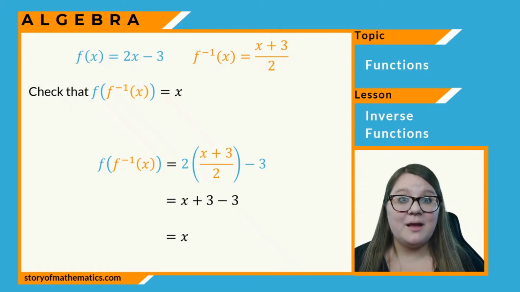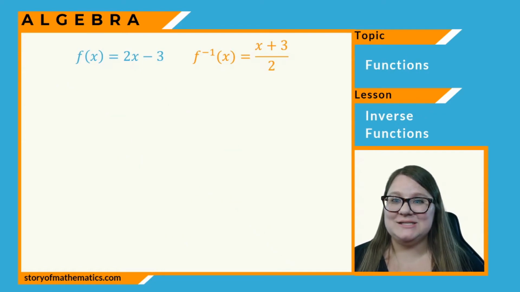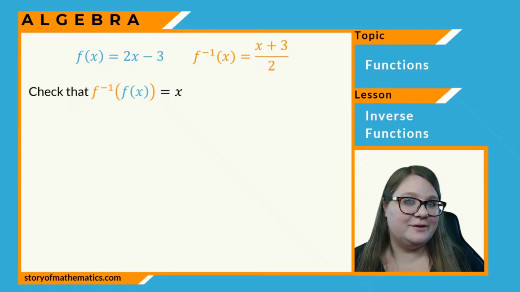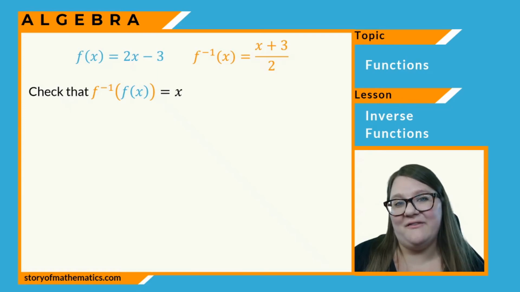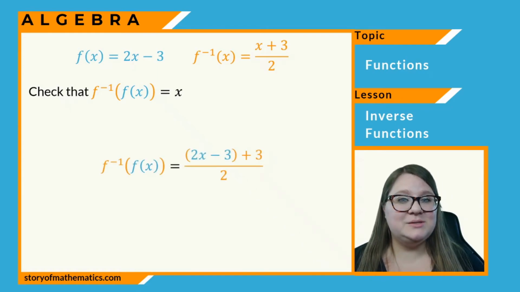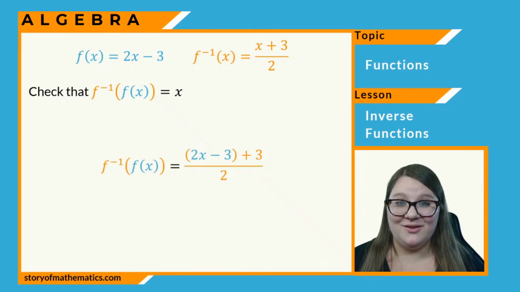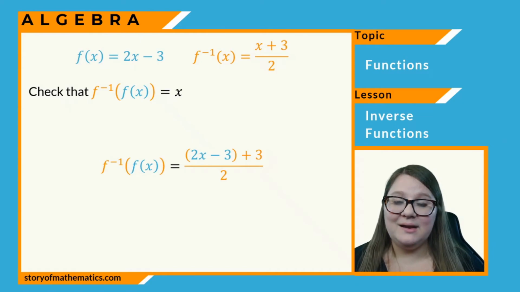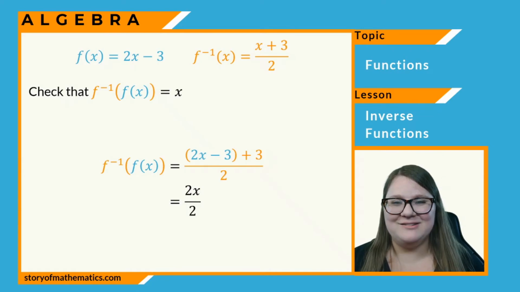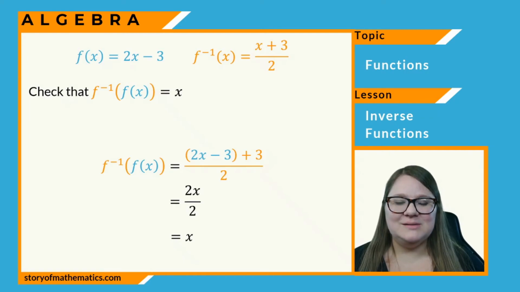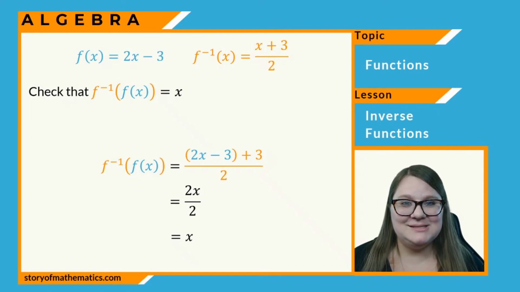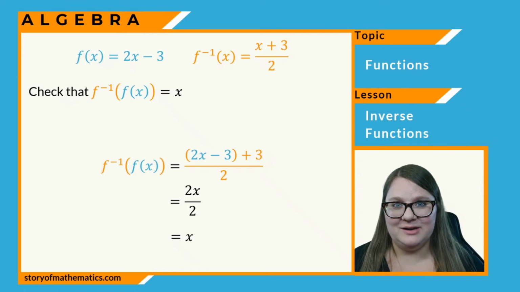Now remember though, you have to check both of the directions. So we're also going to check f inverse of f of x. So we'll plug 2x minus 3 into f inverse of x. That gives me 2x minus 3 plus 3 all over 2. When I combine in the numerator, minus 3 and plus 3, I get nothing. So I have 2x over 2. And when I do that, my 2's cancel and I'm left with x. So we have confirmed that it works in both directions. So we did accurately find our inverse.